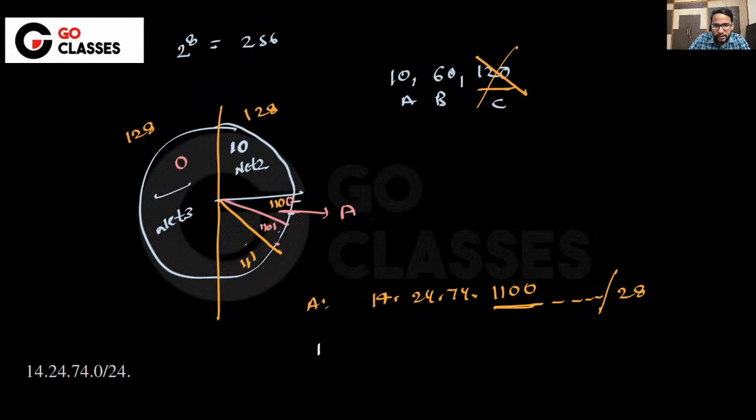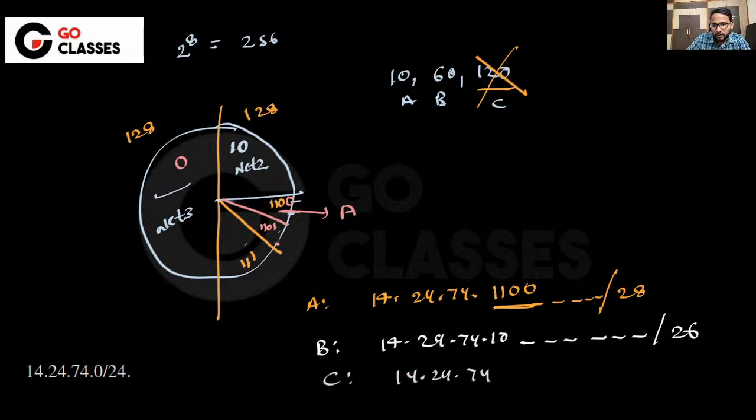For B, the 10 is fixed, which means 14.24.74.10 is fixed. Then these are 1 2 3 4 5 6 bits, so this is /26, right? For C, we can write 14.24.74.0 and then 1 2 3 4 5 6 7 bits, so /25. That's how easily you can assign for A, B, and C. This is using a picture, but if you can do it directly, then you can do it directly.